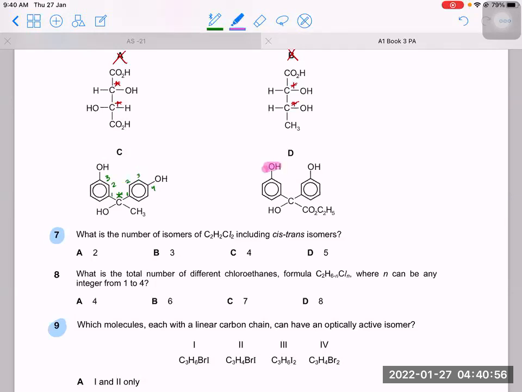On the other hand, you see the position of this OH and this OH is exactly the same. So is this chiral? No, because this and this are the same. The highlighted pink ones are the same groups, so this does not have a chiral center. Clear? Understood?